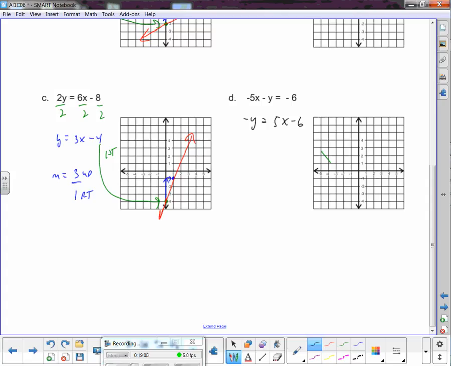What are we going to do with this negative? Well, technically, you're going to divide everything by -1, but the shortcut is change the sign of everything. Y goes from negative to positive, 5x goes from positive to negative, -6 goes from negative to positive, right? Go ahead and graph it. Y equals -5x plus 1. Plus 6, thank you.